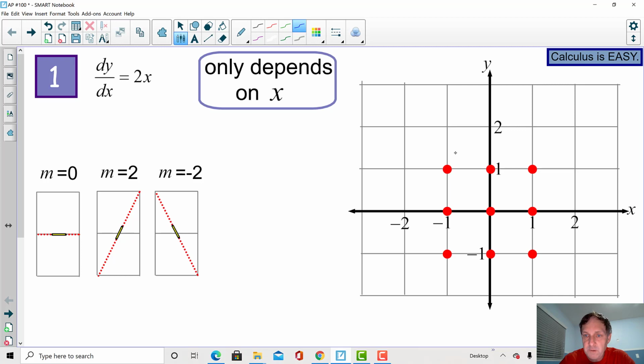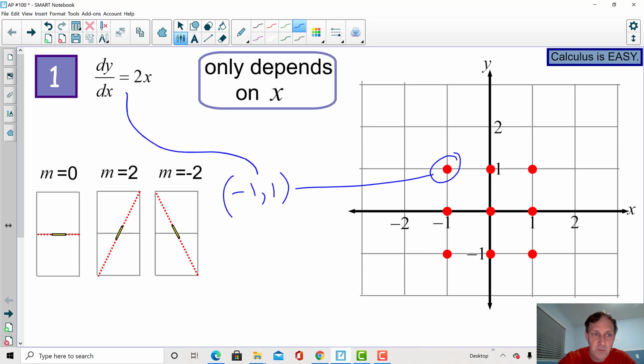And basically the way you do it is that for each point, you have an x and a y. So this would be negative 1, 1. And you plug it into your differential equation. This says that the derivative is 2x. And that's the same thing as saying that the slope is 2x. And we're dealing with an example that only depends on x. So it doesn't matter what the y is.